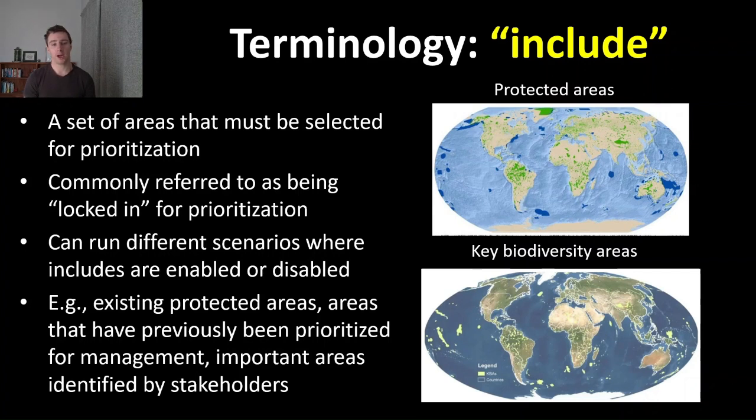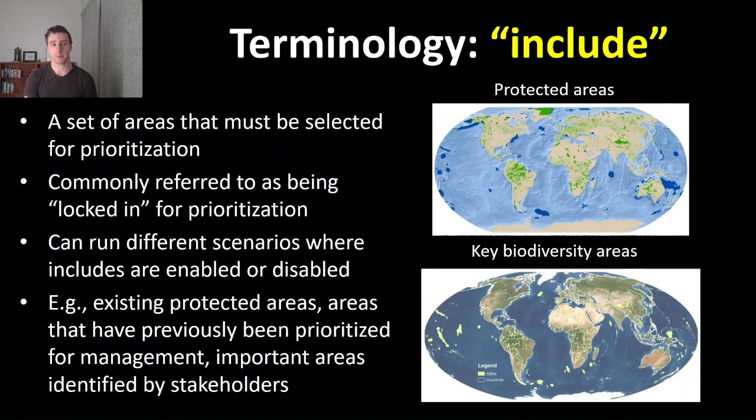Includes are also a really powerful way to account for stakeholder values, or particular areas that are particularly important for stakeholders. If you have stakeholders that have already identified places that they think are really important for conservation, if you obtain data describing where these places are, you can specify that as an include. And then when you're generating your prioritization, it will build off and complement these areas that have been identified by stakeholders.